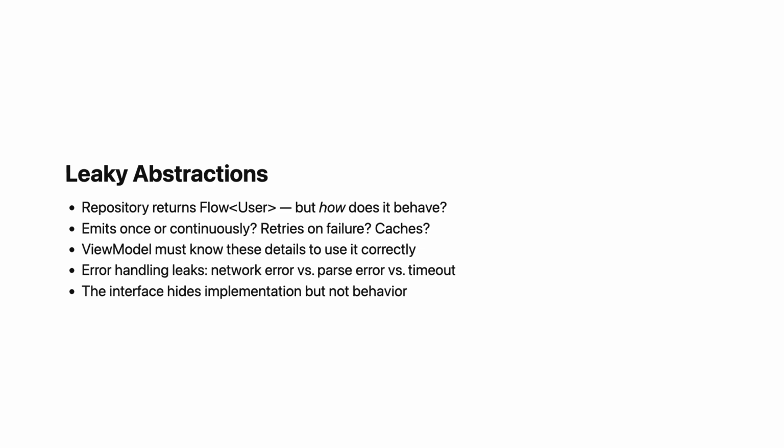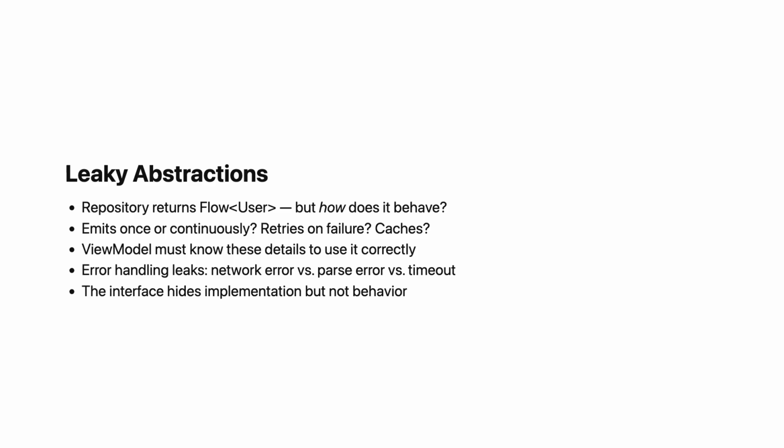This is especially common with error handling. Your repository interface returns Result of User. But is it a network error, a parsing error, a timeout? The presentation layer needs to distinguish these to show the right error message, which means the data layer's concerns are leaking right through the supposed boundary.